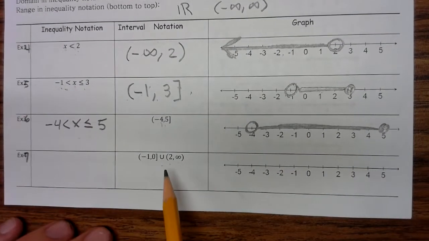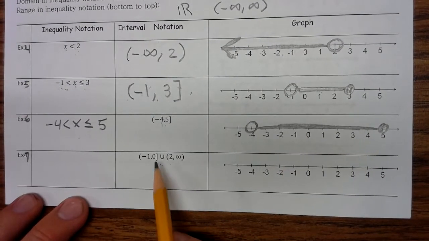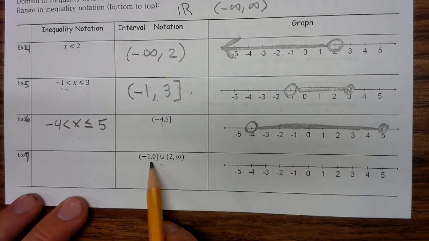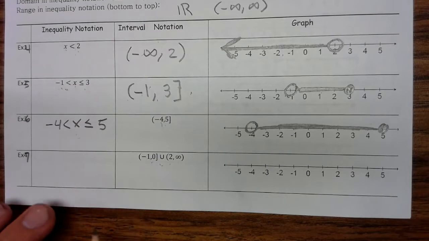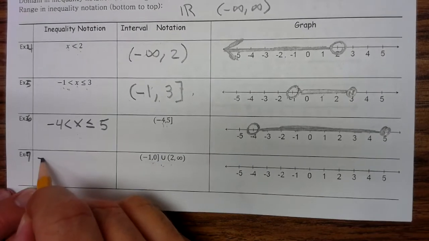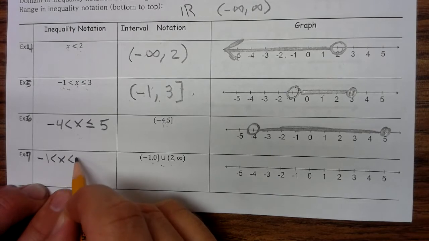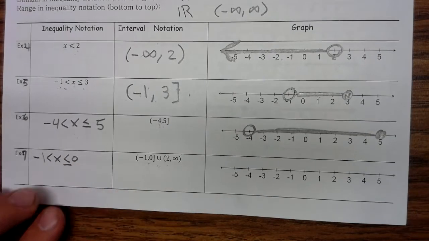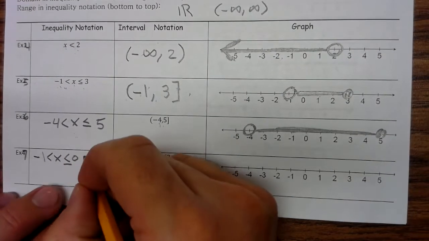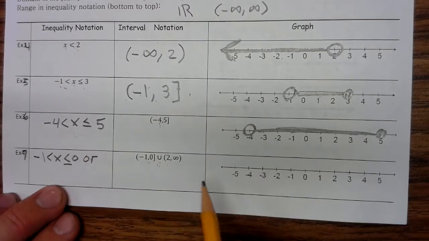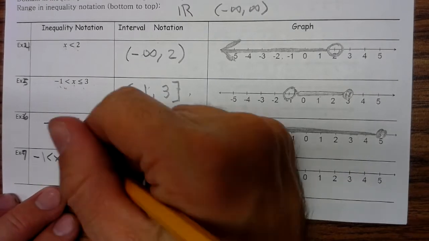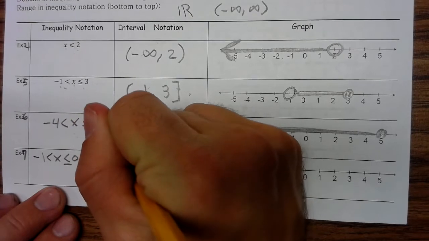All right. Now this we haven't done yet, but it's pieces of both of these. So let's do this first. So this, again, is going to look like this. So that's -1 less than x less than or equal to 0. Okay. This U means or. Now that's saying 2 to infinity. That means x is greater than 2.